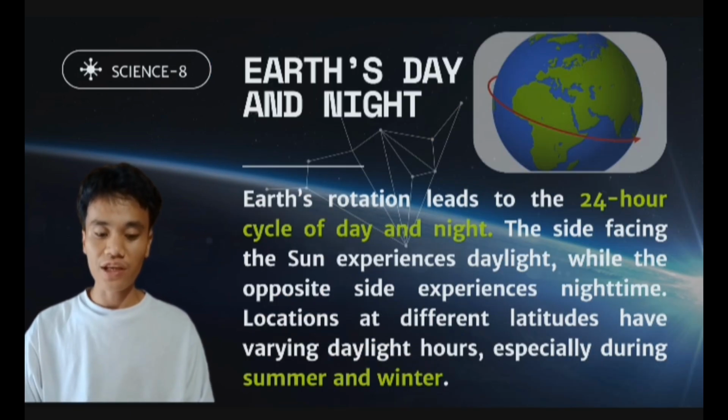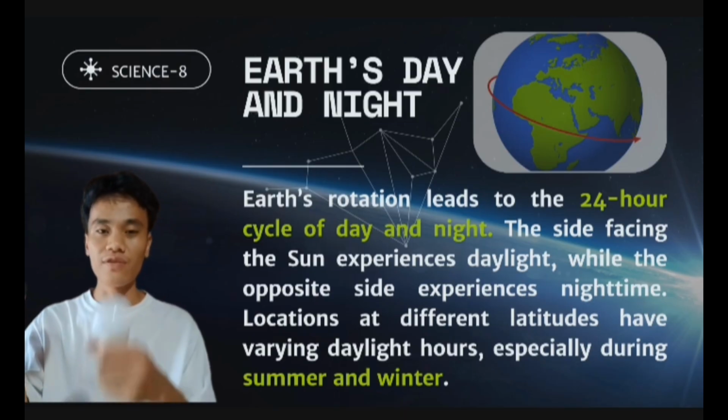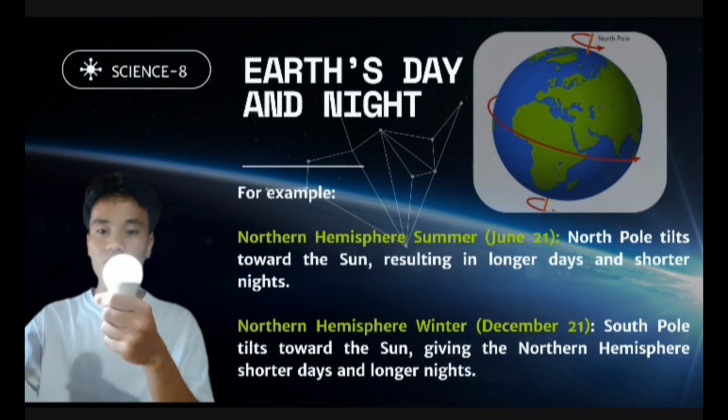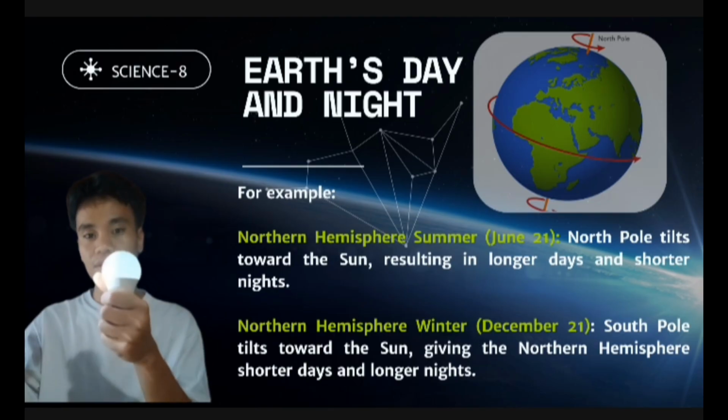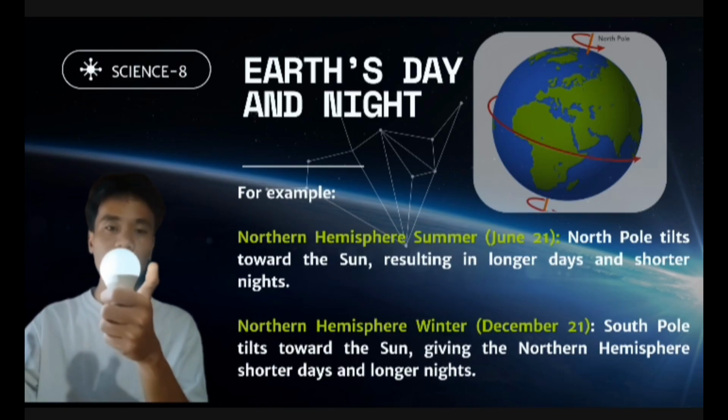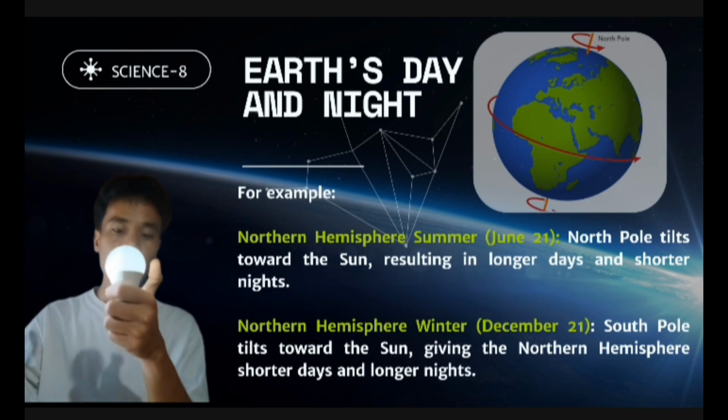Next is the Earth's day and night. Earth's rotation leads to a 24-hour cycle of day and night. The side facing the Sun experiences sunlight, while the opposite side experiences nighttime. So for example, if this is the Sun and this is the Earth, if the sunlight is directed to this side, they can experience daytime, and on the other side, this side, they can experience nighttime.